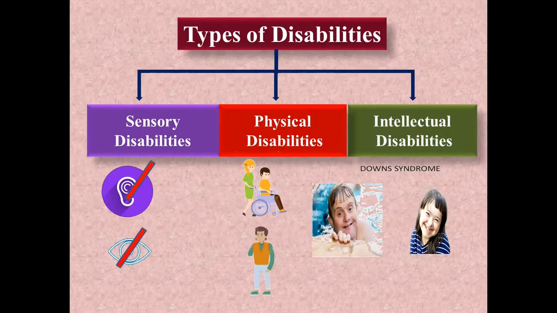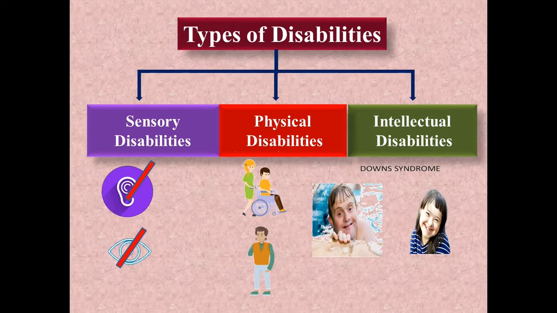Let's move towards the types of disabilities. There are 3 types of disabilities in this course. First one is sensory disabilities, in which we will see hearing and visual impairment in detail. Second is physical disabilities, in which we will see orthopedic impairment and cerebral palsy in detail.